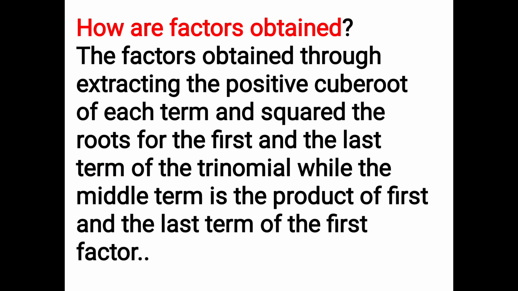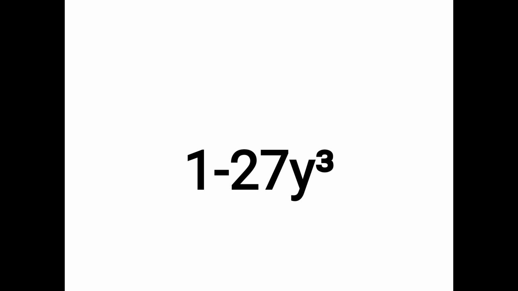How are the factors obtained? The factors are obtained by extracting the positive cube root of each term and squaring the roots for the first and the last term of the trinomial, while the middle term is the product of the first and the last term of the first factor. So we are going to extract the positive cube root of each term.